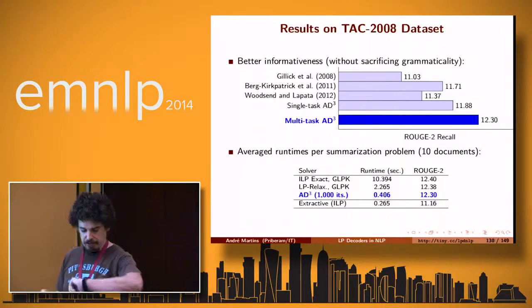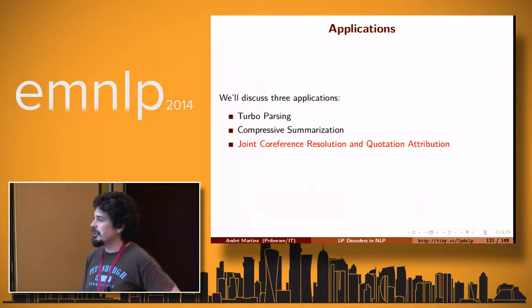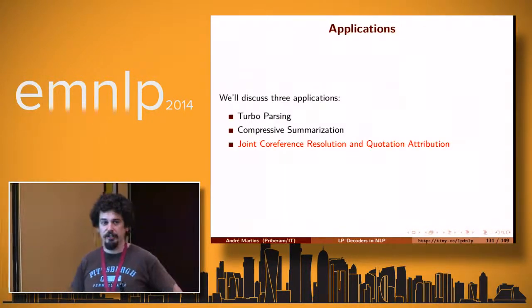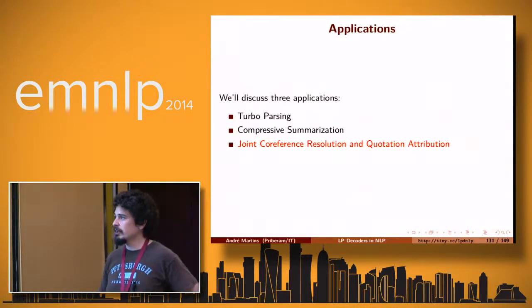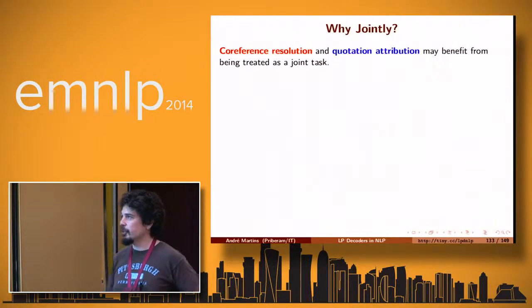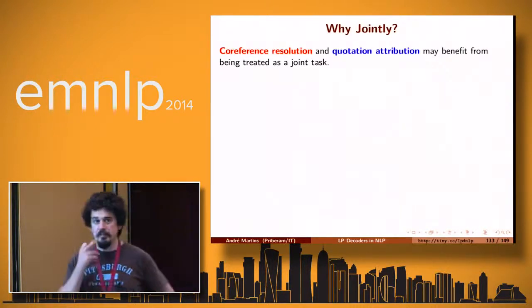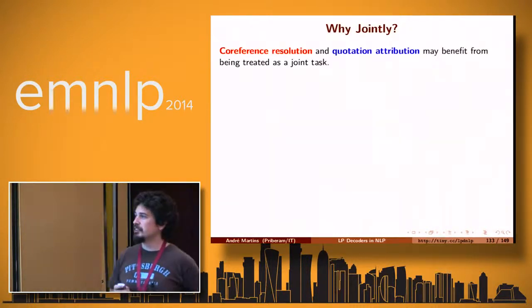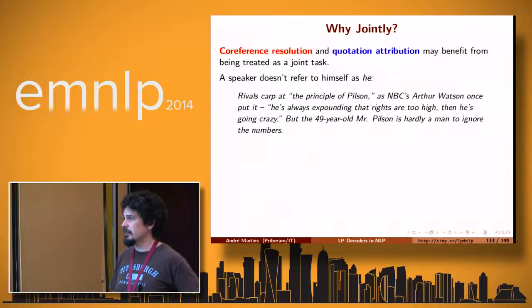All right, so finally, let's talk about the last application, a joint model for coreference resolution and quotation attribution. This is a paper that we presented this year at EACL. So why do you want to do these two things jointly? You are arguing that these two tasks may benefit from being treated as a joint task. And let's see some examples of that.